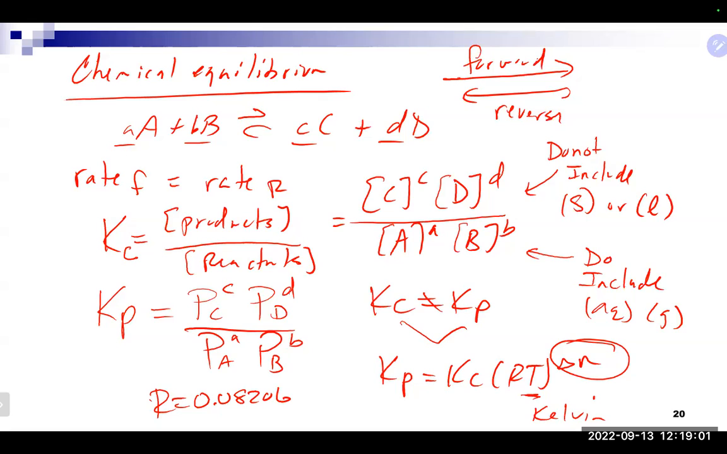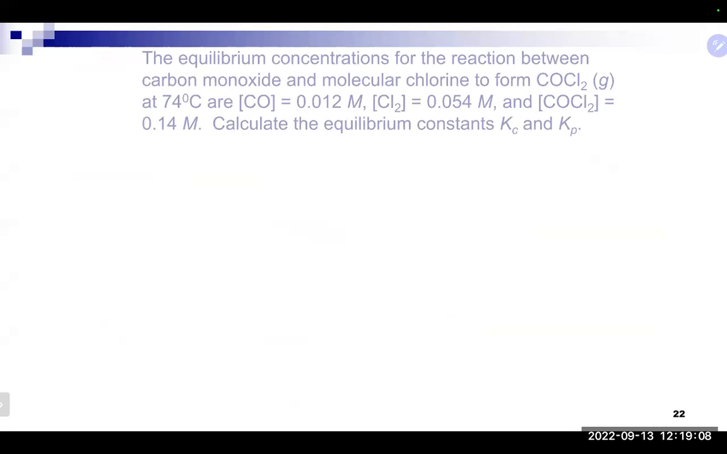Any questions on any of that stuff we talked about last time? All right. So I think we left off with this example, perhaps. So let's take a few minutes here. The equilibrium concentrations for the reaction of carbon monoxide with molecular chlorine are as follows. CO is 0.012, Cl2 is 0.054, and COCl2 is 0.14. Calculate both the Kc and the Kp value in this case. Let's take a couple minutes to see what you come up with.